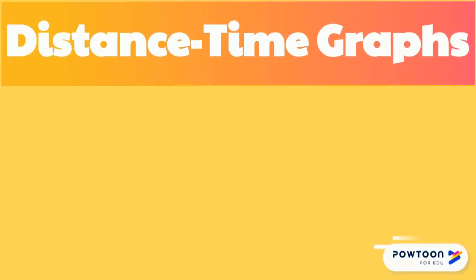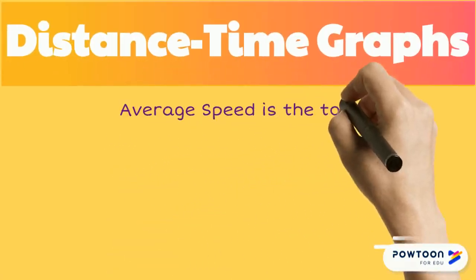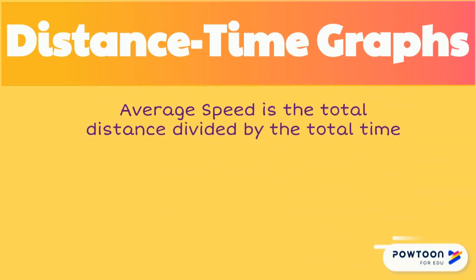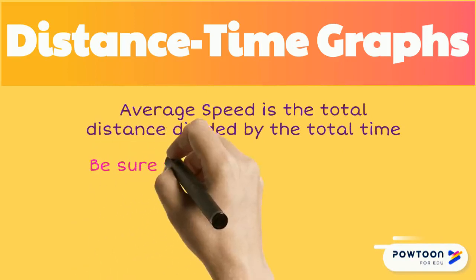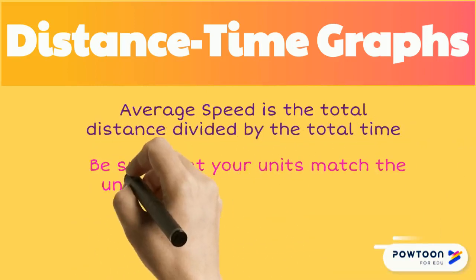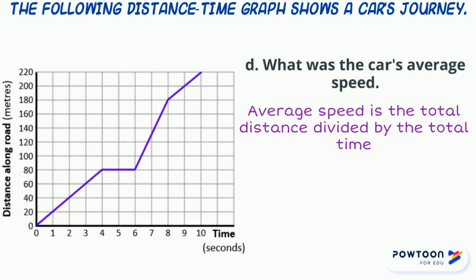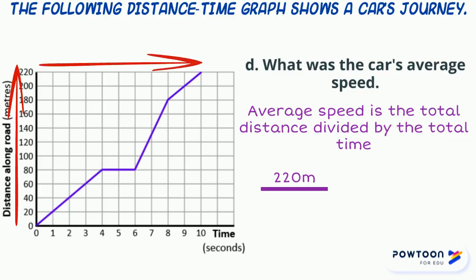Another thing you could be asked is for average speed. That's just the total distance divided by the total time. It includes any stopping moments. But you also need to make sure that you match your units to the units that are presented in the problem. Last part of example 1 is looking for the car's average speed. Remember, that's going to be total distance. So from 0 up to 220 over the total time of 0 to 10 seconds. So it's 220 over 10, or just 22, and it's meters per second.